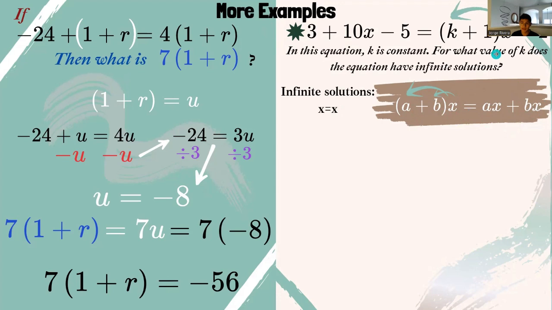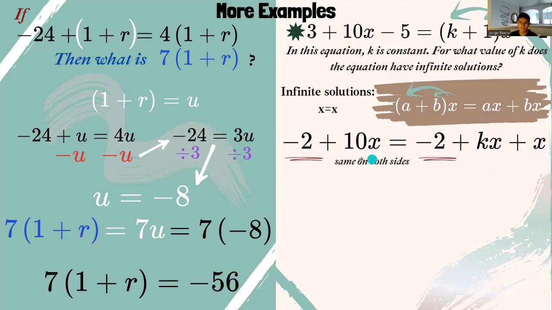And we can use this same property in order to multiply this out. So we're going to multiply x times k and x times 1 in order to simplify this equation. That's just a property that you can use anytime. If you see something remotely like this, you can just multiply it out. So when we simplify the equation, it's going to be negative 2 plus 10x is equal to negative 2 plus kx plus x. So basically, what we're going to do is establish that it is the same on both sides.